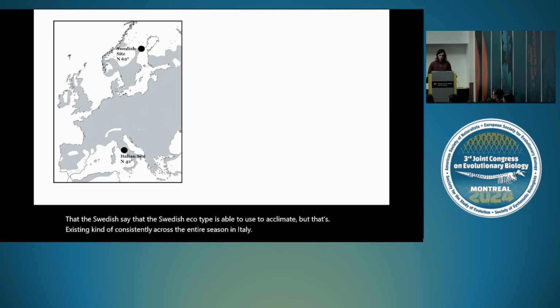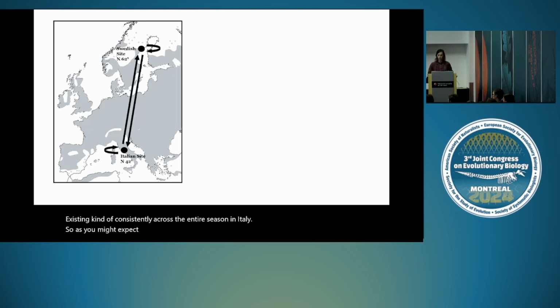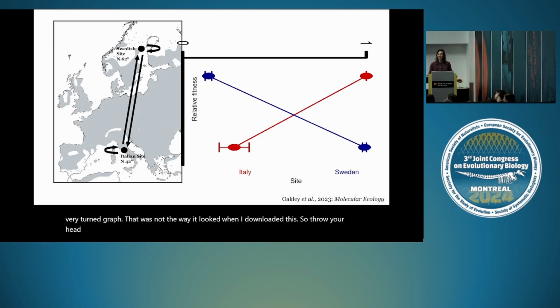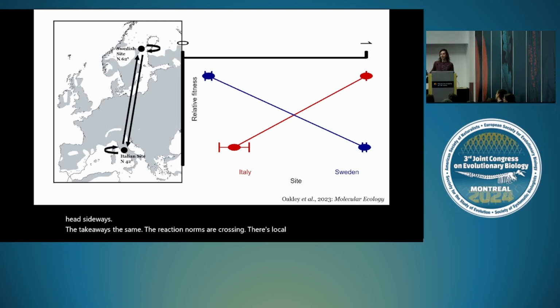So, as you might expect, when we do a reciprocal transplant between these two sites, we see a very turned graph that was not the way it looked when I downloaded this. So throw your head sideways. The takeaway is the same. The reaction norms are crossing. There's local adaptation. You'll have to believe me there.